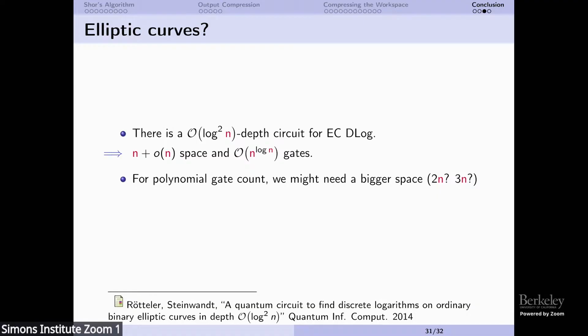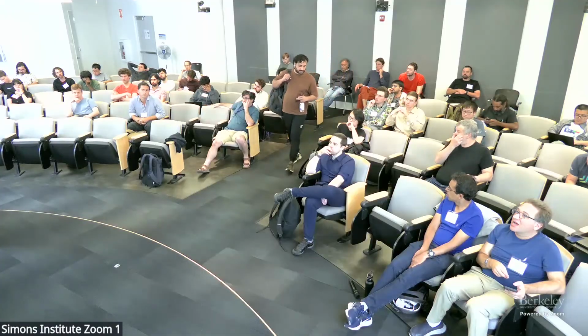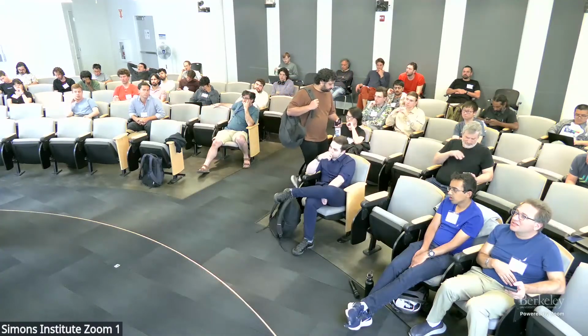Wait, how are these compatible? Like n space, log squared n depth. How can the number of gates be n to the log n? Are you talking about, sorry, the question is how these numbers are compatible. Are you talking about the log squared n depth circuit, which is different from this one? Yes. That would be using the simple translation of a very low depth circuit into a very low width algorithm. Oh, got it.